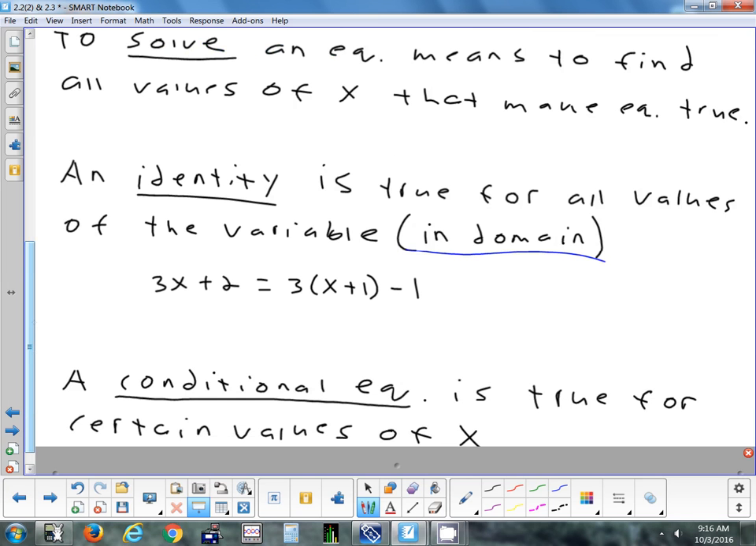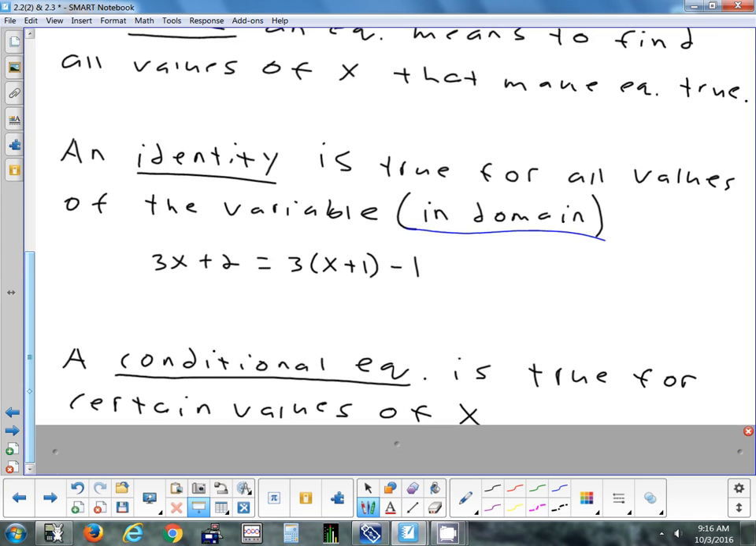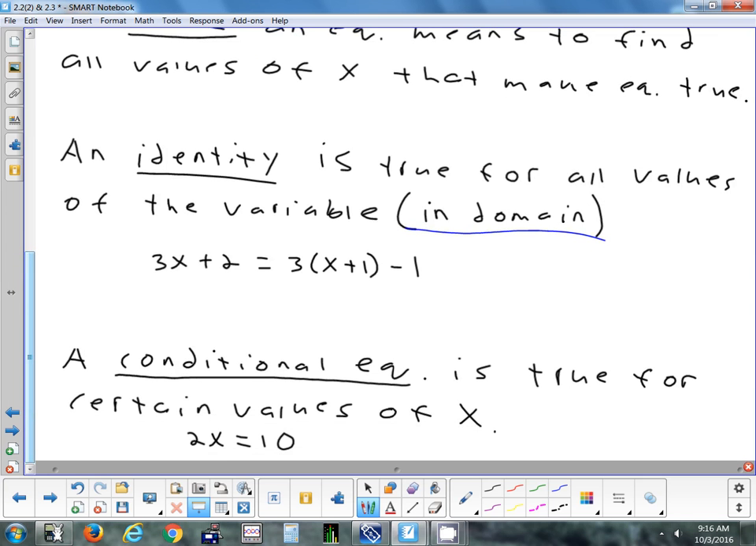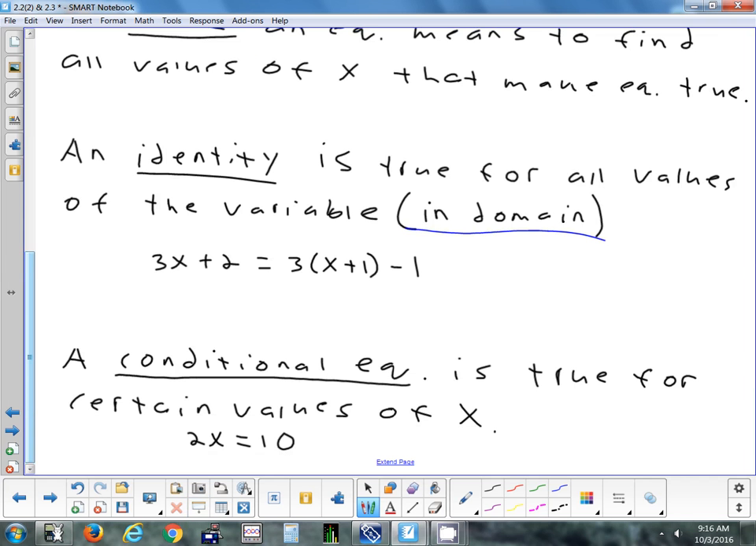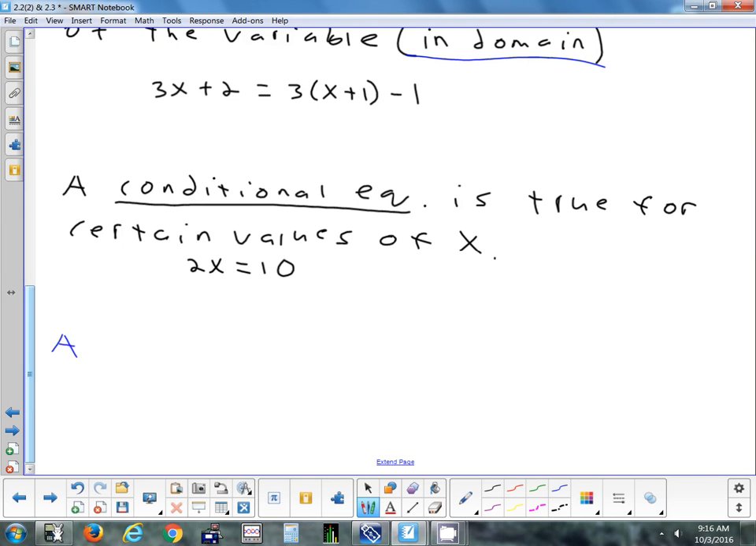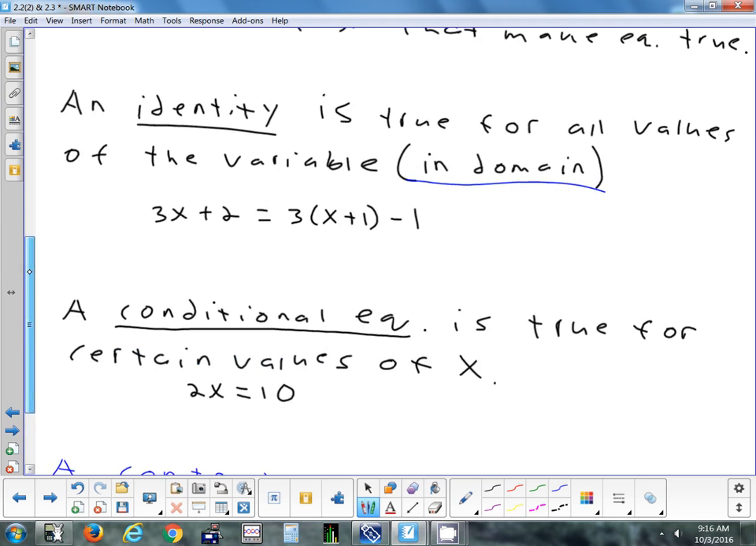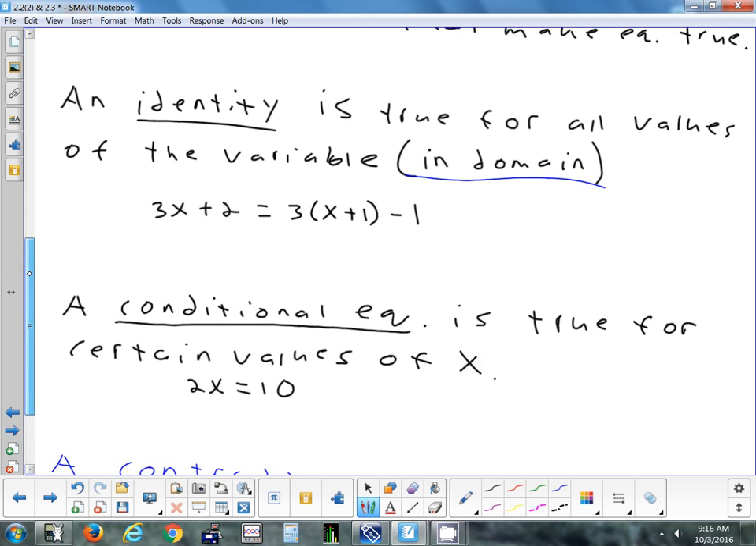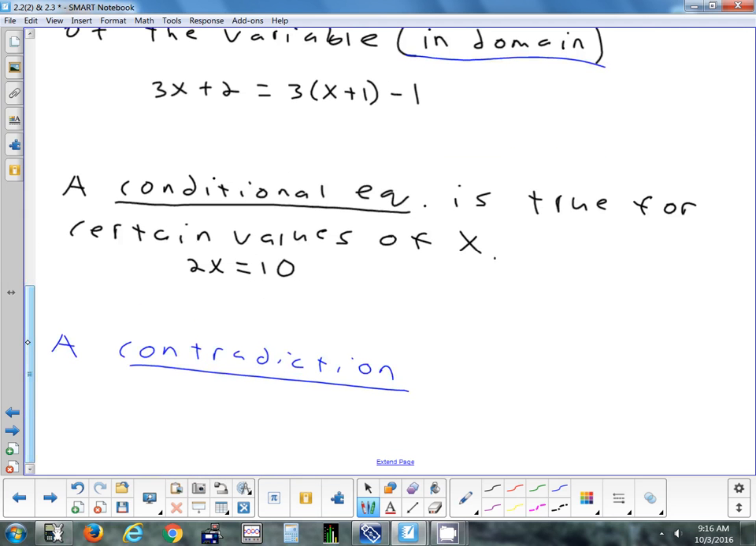Okay, a conditional equation, I told you what that was earlier. It's an equation that could be true. It depends if you pick the right value for x. And I guess I should add in the last type, a contradiction. Basically the opposite of an identity. It's never true for any values of the variable. It's never true no matter what values you use in the domain.